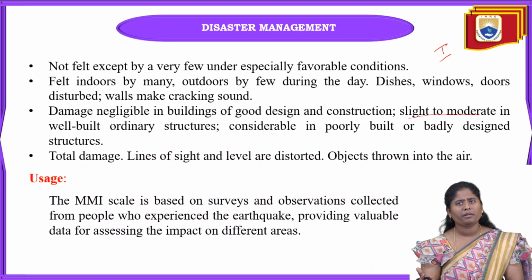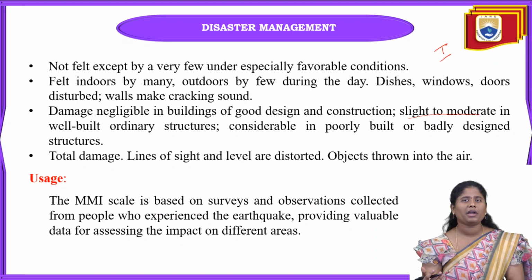When any small natural hazard occurs, if a building was made with very poor materials, it will automatically be destroyed. Total damage will occur, and the area may be deserted. When these earthquakes occur, objects will be thrown into the air, and lines of sight and level can be distorted. This is how the MMI scale applies when an earthquake occurs.